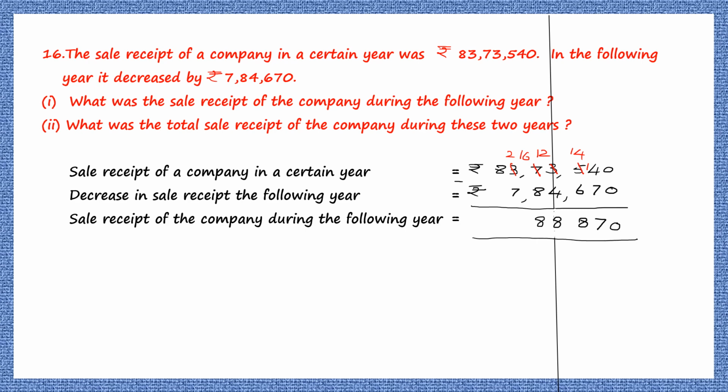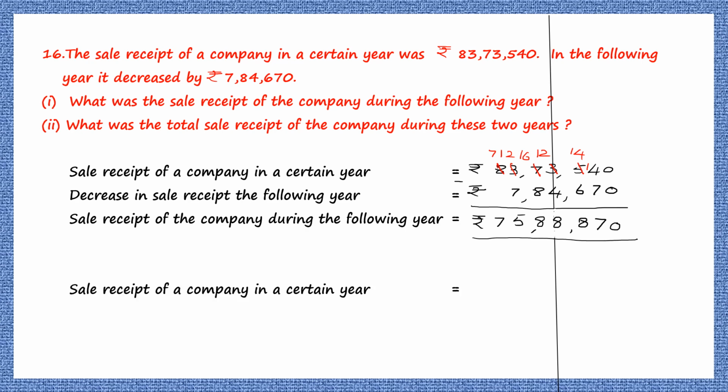Then we have 2 minus 7. Again we need to borrow from here. 12 minus 7 is 5 and 7. So what do we have? We have 75,88,870 rupees. So this is the sale receipt of the company during the following year. So we have found this and we already know for a certain year how much it is. So now we can answer our second question. What was the total sale receipt of the company during these 2 years?